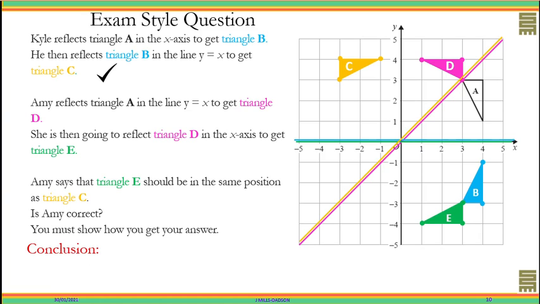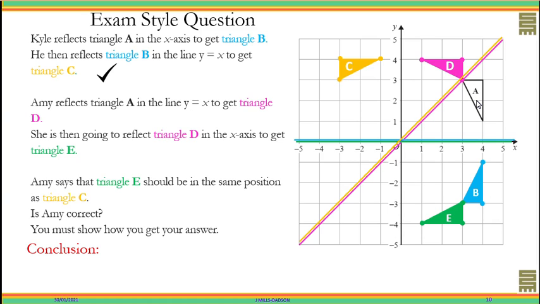Okay. Now we are comparing triangle E and C. And as you can see, this is C, this is E. They are in different positions. So with respect to A, the answer is no. But you can't just say no and leave it like that. It's no, and make a reference to the positions of C and E with respect to where they started from.